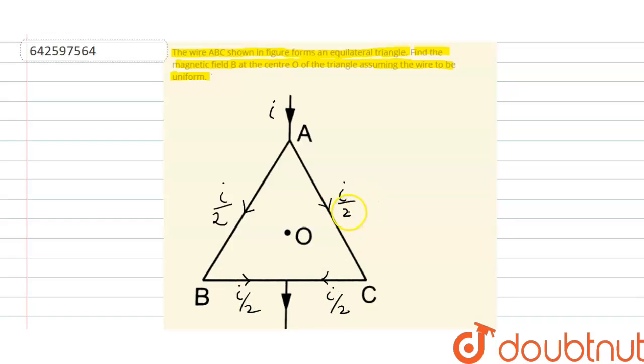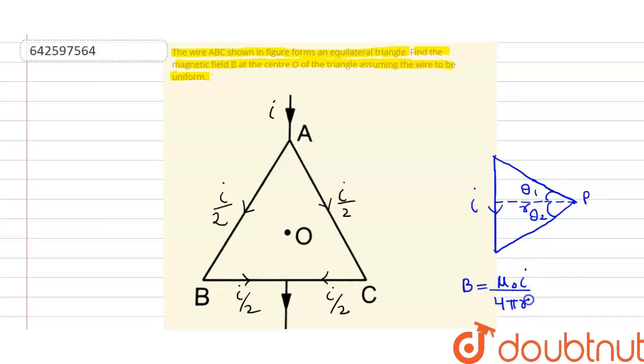And we also know that for a finite current carrying wire, the magnetic field generated at a point P is given by, let's suppose that it is a finite length of wire, current is flowing in this direction and it is a point P. So we need to find out the magnetic field generated at point P. First we have to draw a perpendicular to the wire, whose perpendicular distance is R, and this angle is theta 1 and this angle is theta 2. Then the magnetic field is given by mu naught I divided by 4 pi R, bracket sine theta 1 plus sine theta 2.